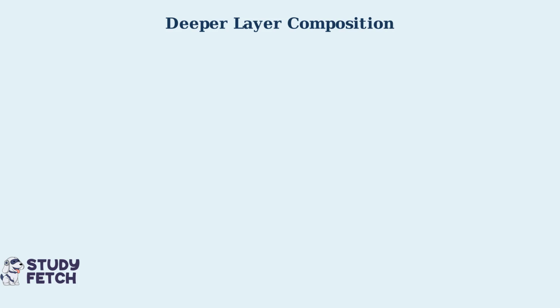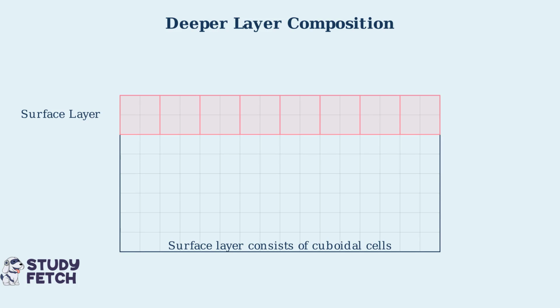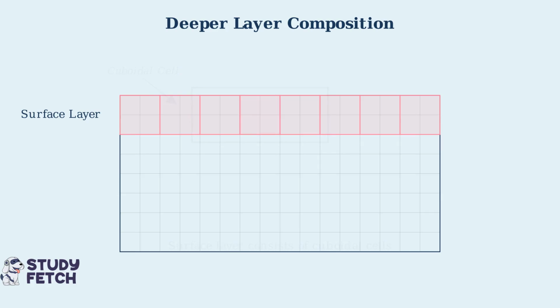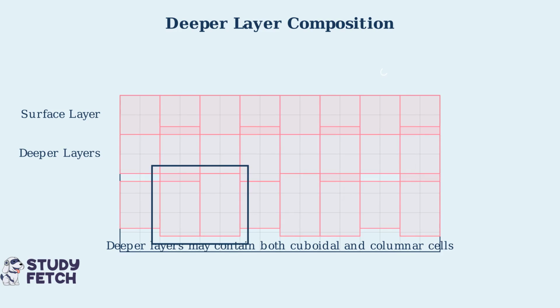Stratified cuboidal epithelium displays distinct cellular composition across its layers. The tissue consists of multiple layers of cells with organized structure. The surface layer is composed primarily of cuboidal cells, which are roughly equal in width and height. Looking more closely at these cuboidal cells, we can see their characteristic square-like shape. Moving to the deeper layers, we observe an interesting variation. The deeper layers contain a mix of cuboidal and columnar cells.